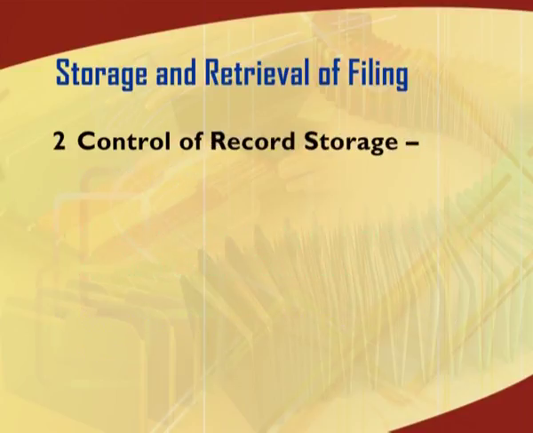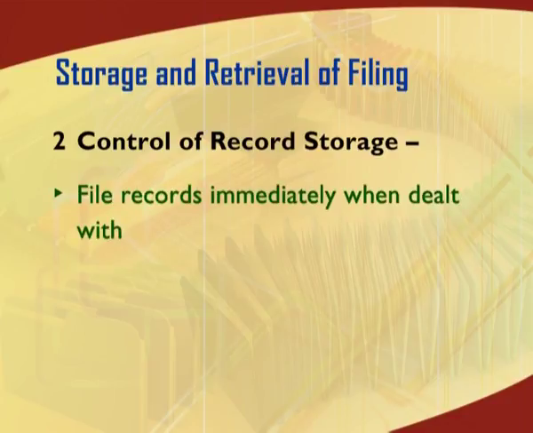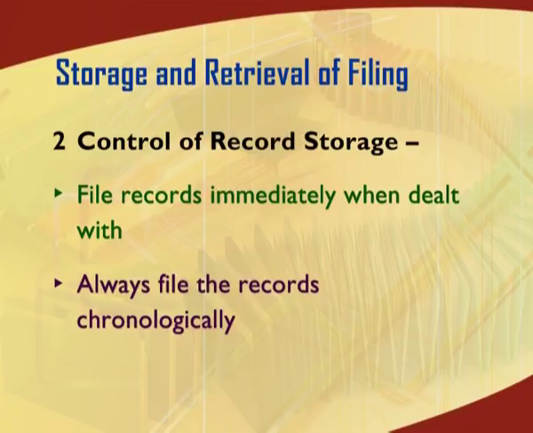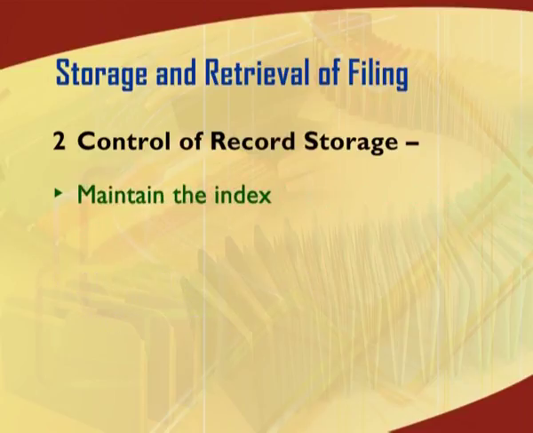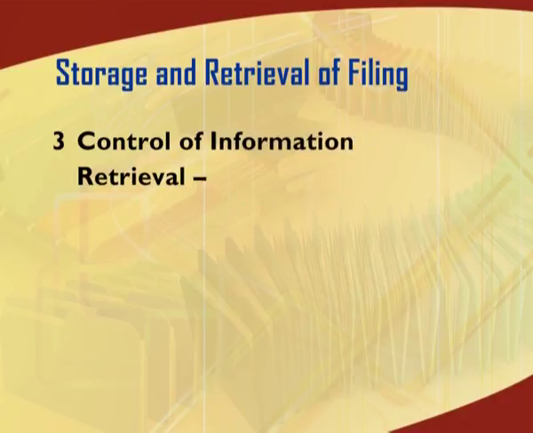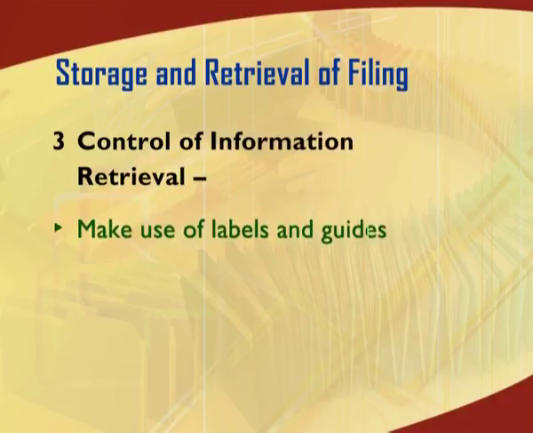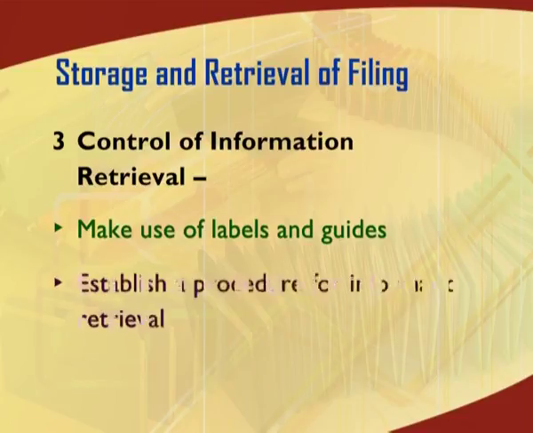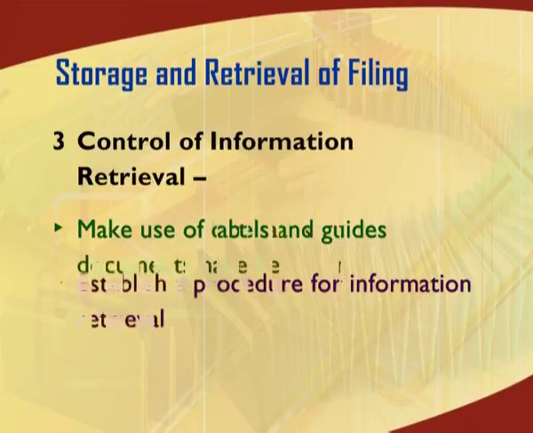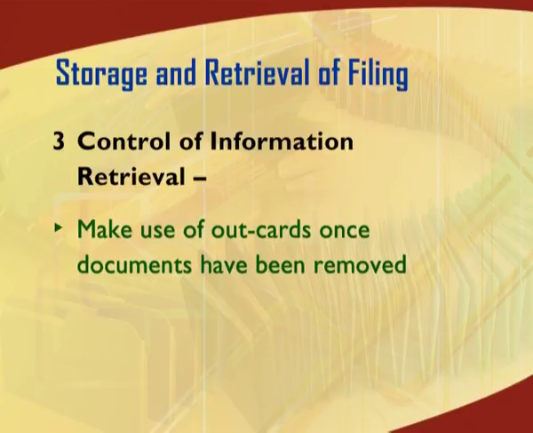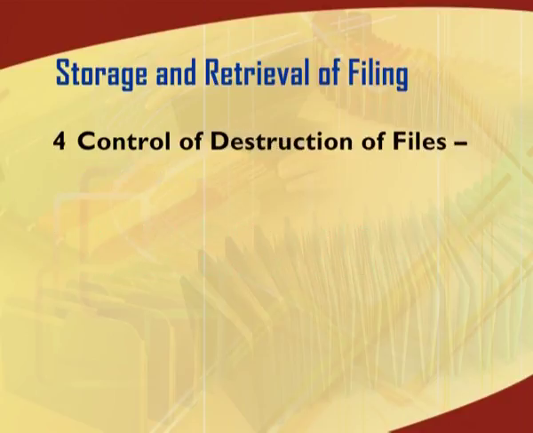The control of record storage. File records immediately when dealt with. Always file the records chronologically. Maintain the index. The control of information retrieval. Make use of labels and guides. In the case of centralized filing, establish a procedure for information retrieval. Make use of outcards once documents have been removed. The control of destruction of files.